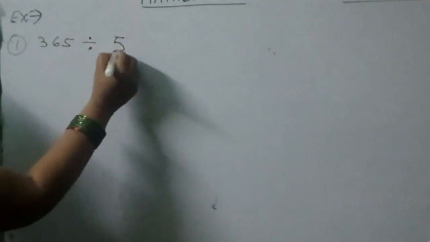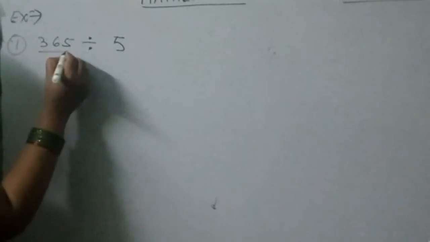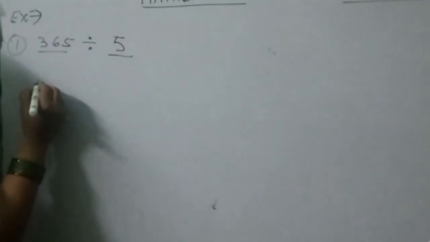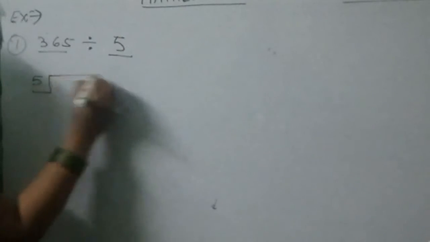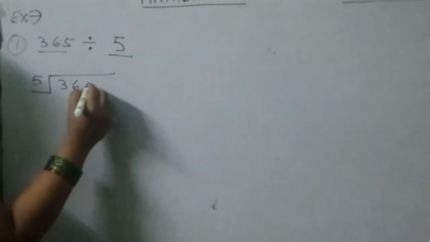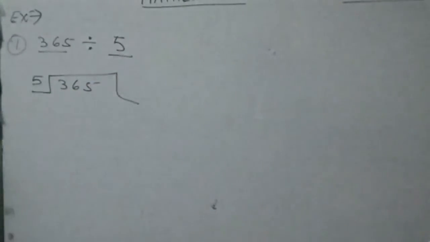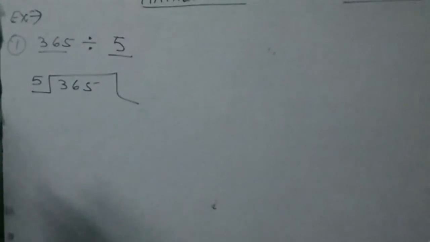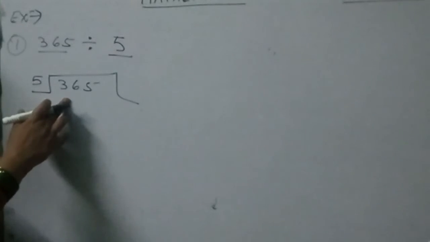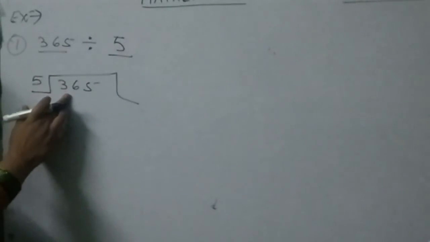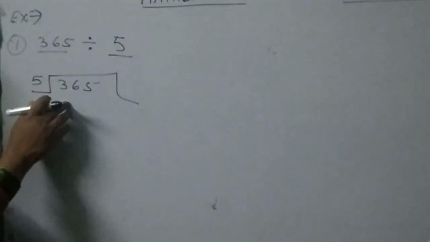Given is 365. First one is 365 divided by 5. So again, this one is the dividend, this one is the divisor. Right, here 5 and here 365. Okay. Read the table of 5. How many times will it be? It will be 36 or not greater than 36. Less than 36, or equal to 36.